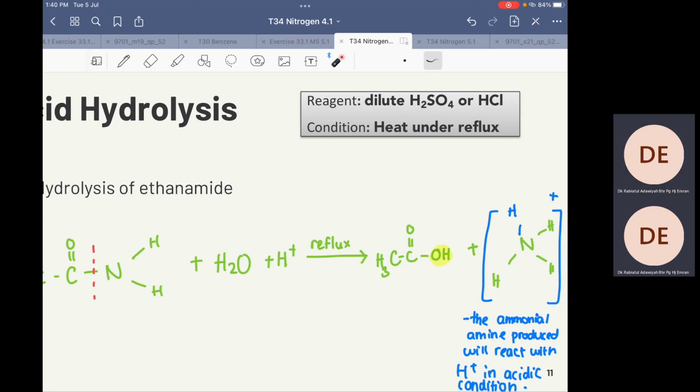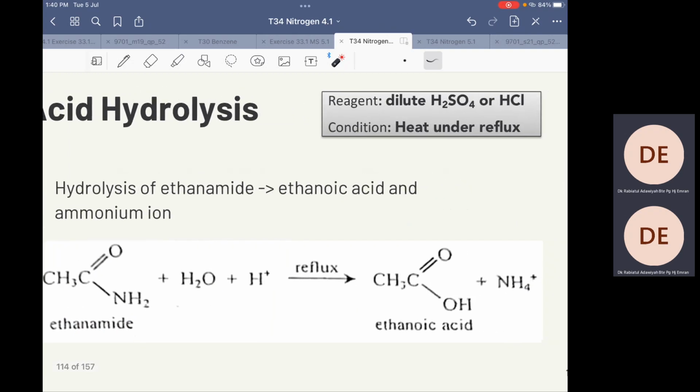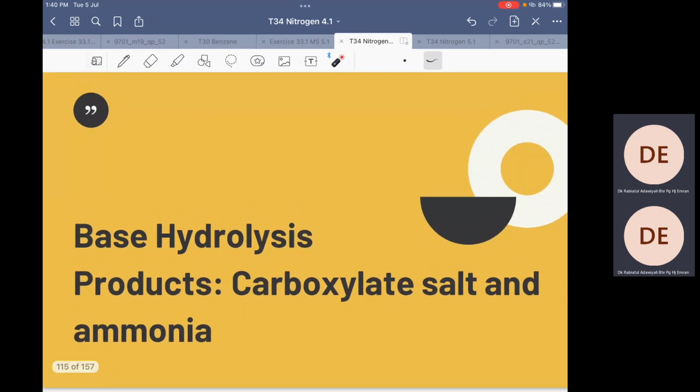Okay, next example, that's the only example for the acid hydrolysis. Next one, we're going to look at alkaline hydrolysis, okay? Or a base hydrolysis.